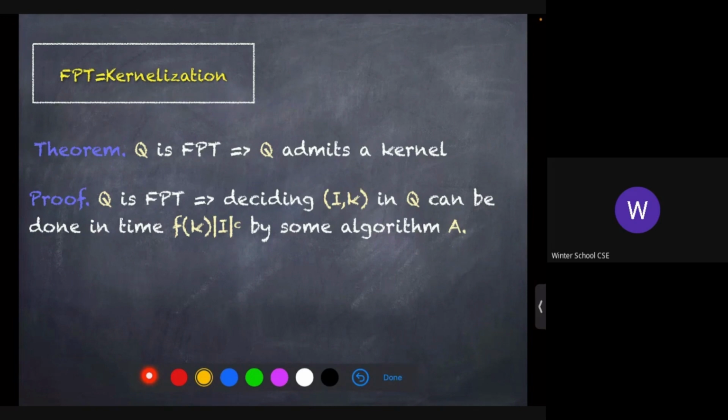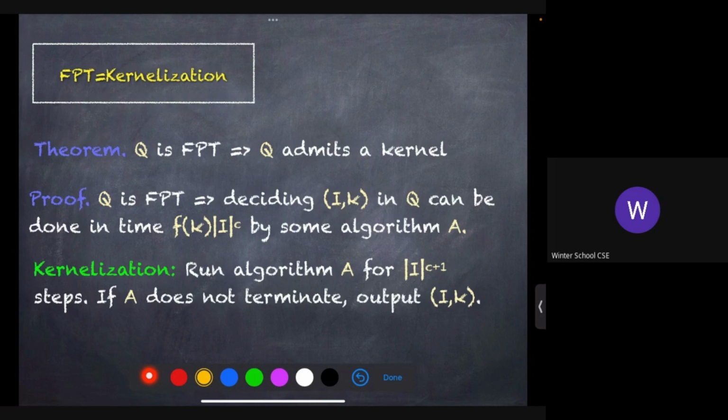When you see this proof the first time, it is a bit like cheating. Okay, let me just give this proof. So my problem Q is FPT. By definition, deciding if an instance I and k, the pair, is a yes instance of Q could be done in time f of k times some polynomial of the input length, by some algorithm A. I don't know what this algorithm looks like, but I know that this algorithm exists.